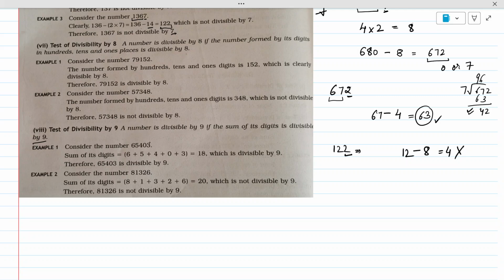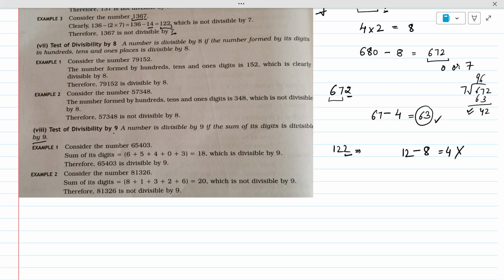In the case of 3, if we have to check divisibility by 3, we were taking the sum of the digits, and if the sum was divisible by 3, that means the complete number was also divisible by 3.